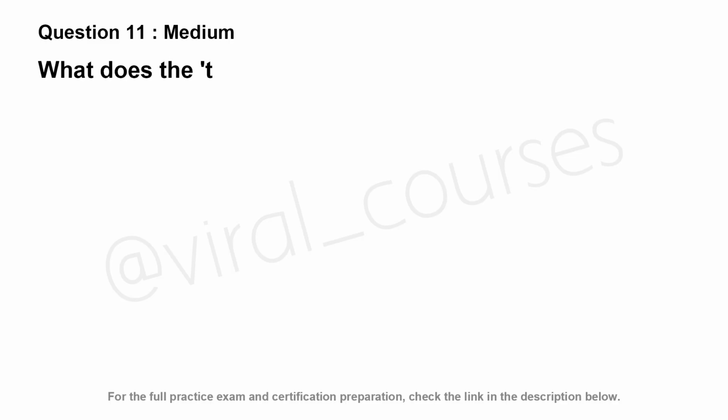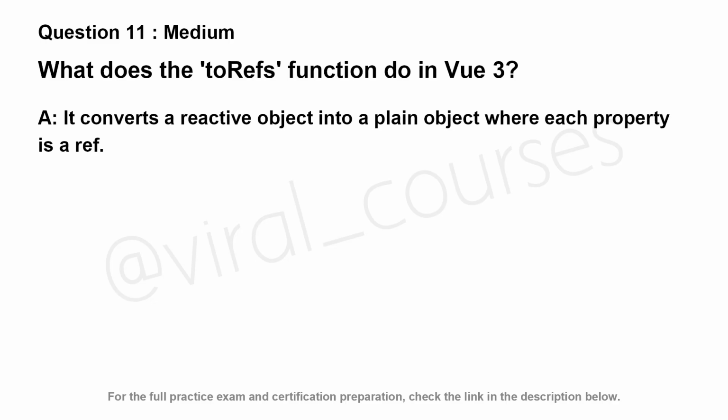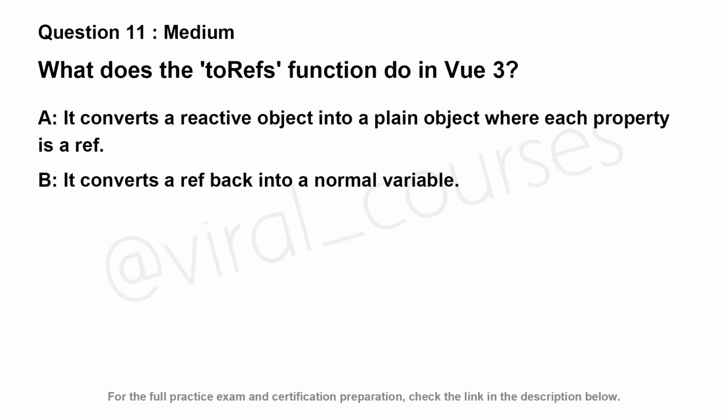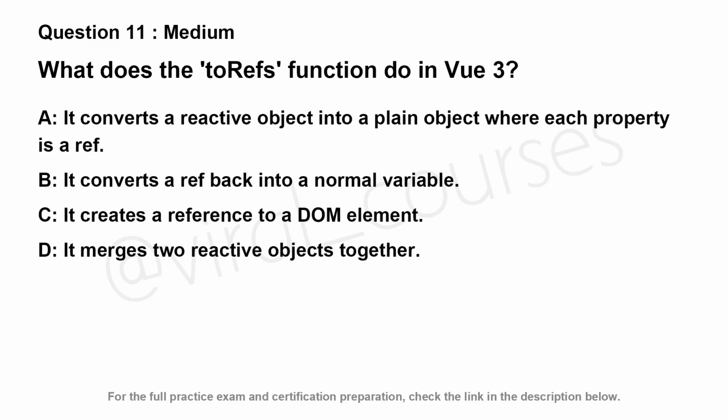What does the toRefs function do in Vue 3? Option A, it converts a reactive object into a plain object where each property is a ref. Option B, it converts a ref back into a normal variable. Option C, it creates a reference to a DOM element. Option D, it merges two reactive objects together.